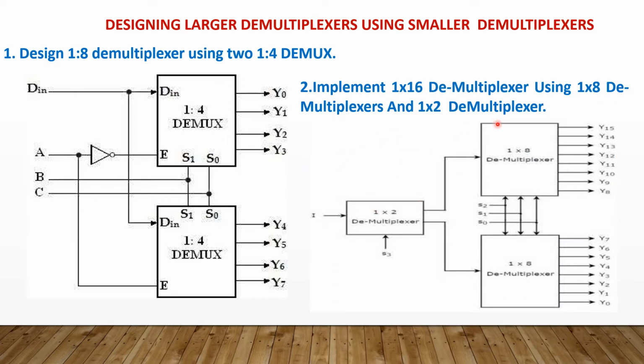Second one is implementation of 1 into 16 demultiplexer using 1 into 8 demultiplexer and 1 into 2 demultiplexer circuit. So here, totally there are 16 outputs, 1 input, 16 outputs, so that it is called a 1 into 16 demultiplexer. This can be constructed by using two 1 into 8 demultiplexers.